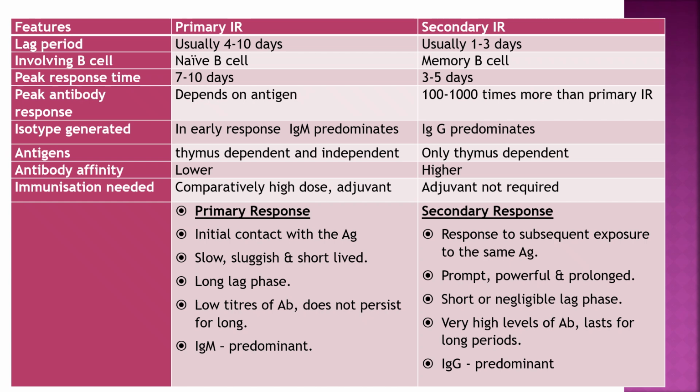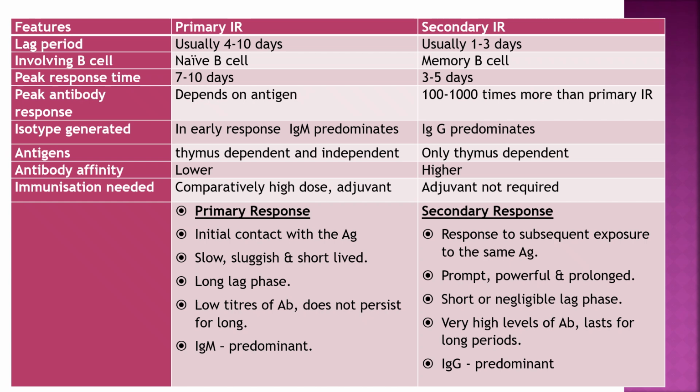Isotype generated: in the primary response, IgM predominates early; in the secondary, IgG predominates. Antigens: primary response to thymus dependent and independent antigens, secondary only thymus dependent. Antibody affinity: primary lower, secondary higher. Immunization needed: primary, a comparatively high dose with adjuvant; secondary, adjuvant not required.